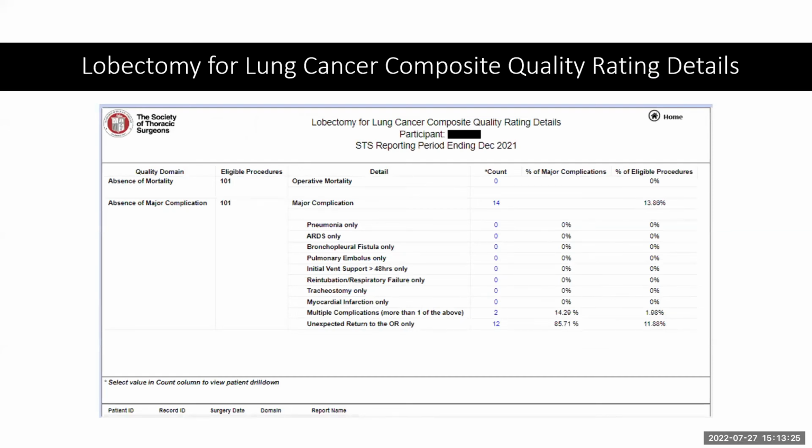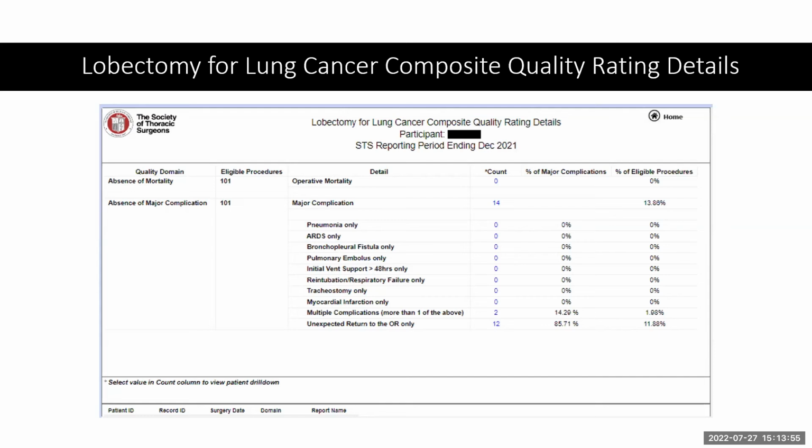So this is the lobectomy for lung cancer composite quality rating details. This is the more granular data that your composite score is derived from. We have the same 2 domains, and we have your eligible procedures, the detail, which lists out each complication that's tracked here, as well as operative mortality. The count is the number of records that either had a mortality or experienced a major complication.